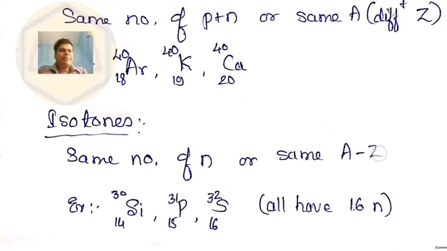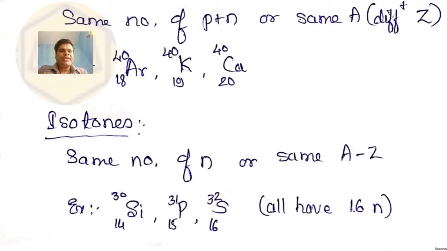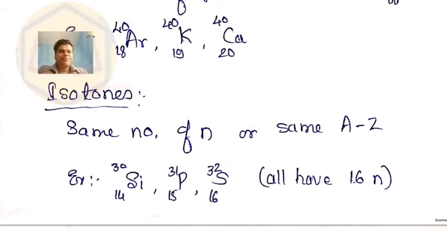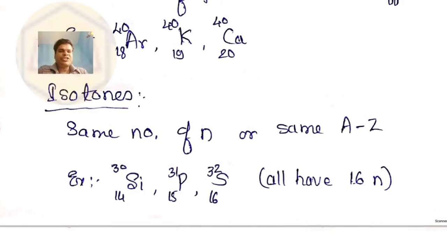If we have same A minus Z, or the same number of neutrons, then such species are called isotones. Consider this. Now these three species: they have different Z, different A, and different mass numbers, right? And all three are different atoms: silicon, phosphorus, sulfur. But their relationship is that these three can be called isotones.